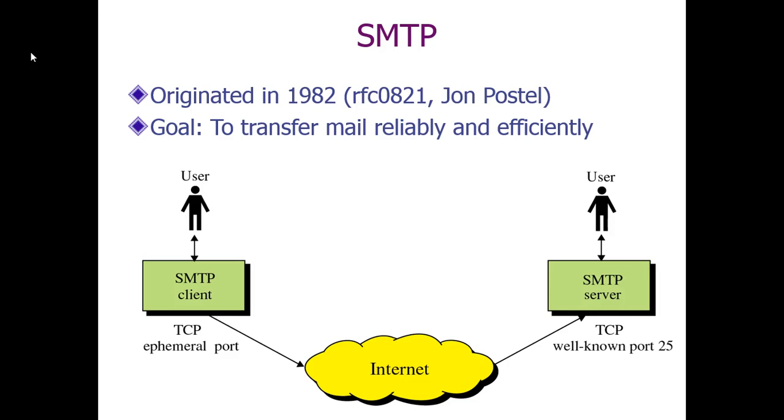The goal, as I said before, is to transfer the mail reliably and efficiently from client to server. As you see in this figure, there is a user on the left hand side, which is an SMTP client, and through a TCP port, it connects to the internet, and that particular request is sent to the SMTP server on the right side. So this is the pictorial representation of how SMTP works.